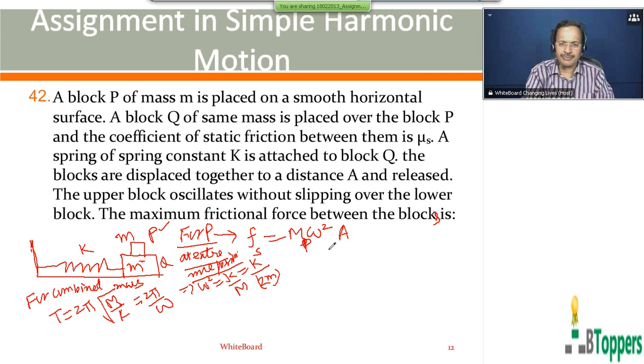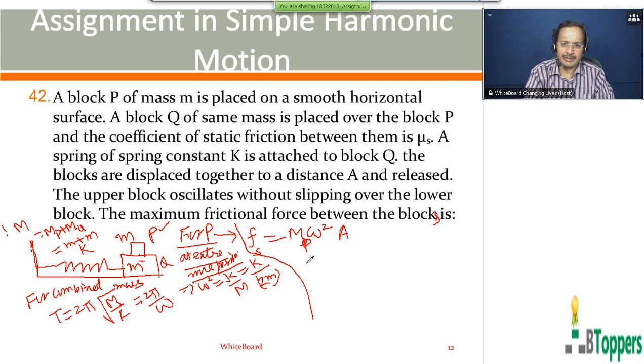It is the same for both the blocks. Small m is the mass of each block. The total mass of the combined body you can write as mass of P plus mass of Q. Mass of P is small m, mass of Q is also small m. So the total mass is 2 times small m.